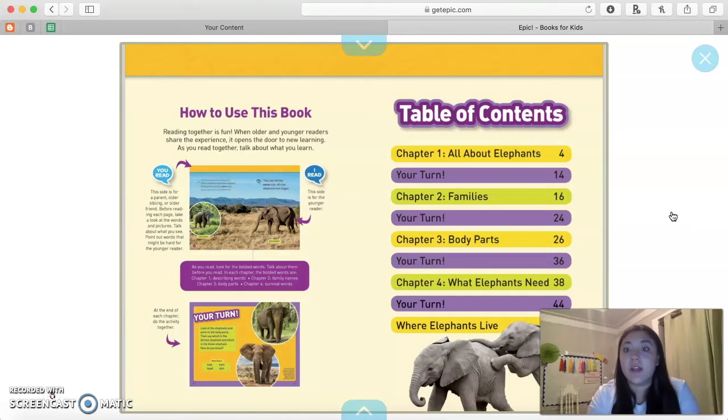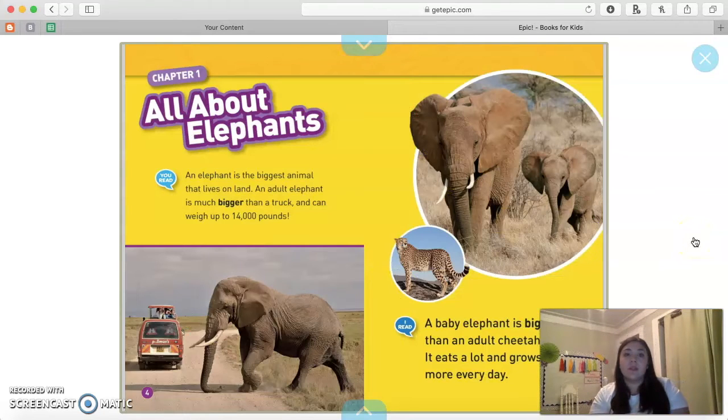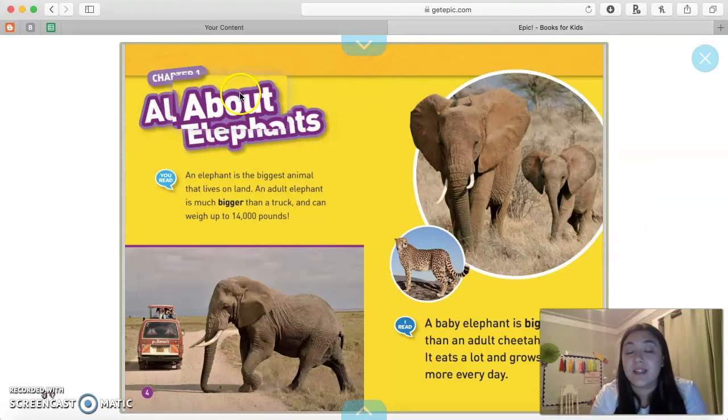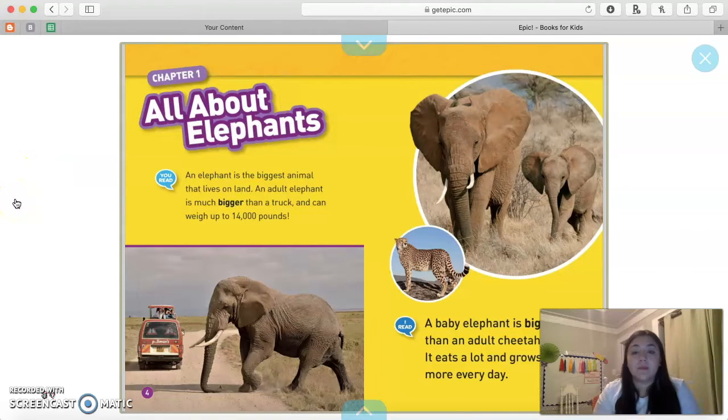So when I open the book, I see the table of contents right at the very front. Here are all the topics that are going to be in the book and the page number of where to find them. So here's my first page. It says all about elephants. So this would be a heading because it's going to tell me about what I'm going to learn on this page.